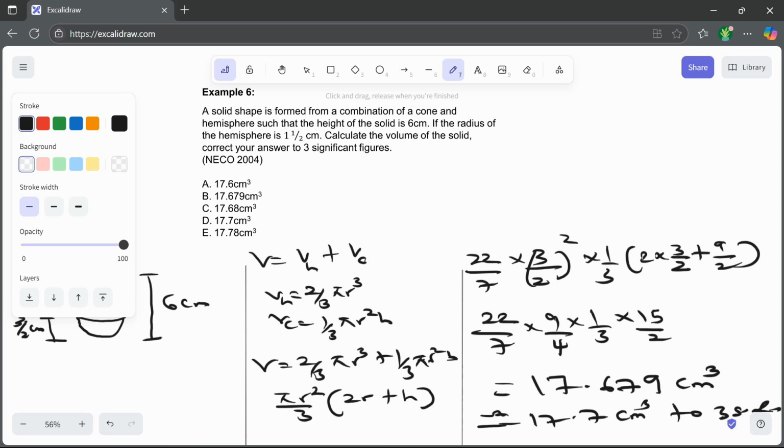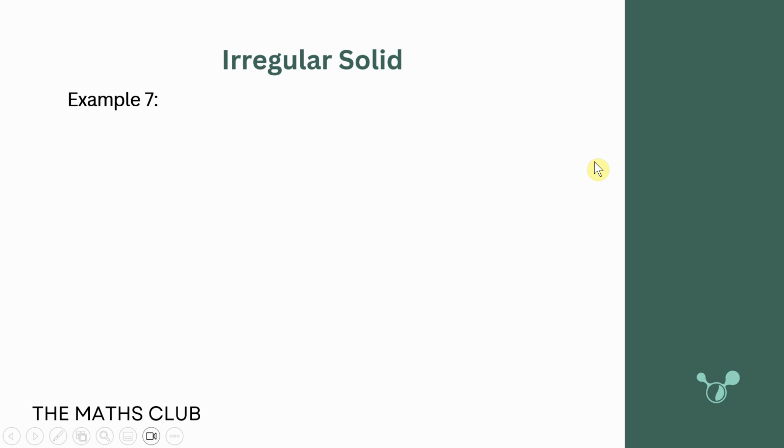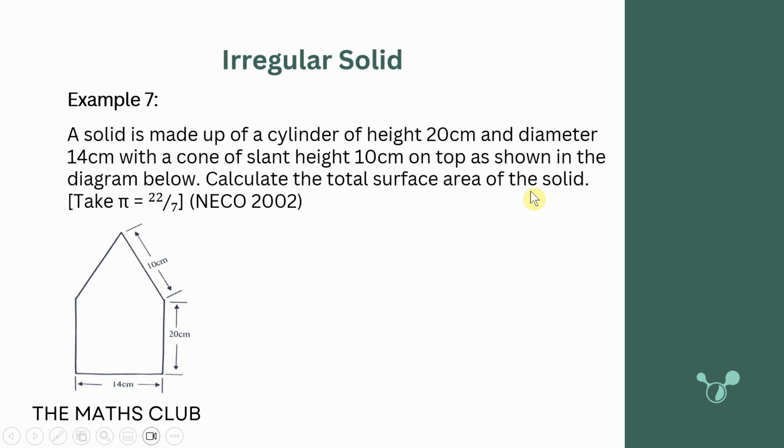Let's see if we're correct. Great, option D. So example 7 now says that a solid is made up of a cylinder of height 20 cm and diameter 14 cm with a cone of slant height 10 cm on top, as shown in the diagram below. Calculate the total surface area of the solid. Take pi to be 22/7. This is from NECO 2002.